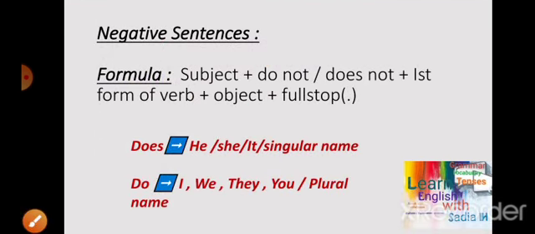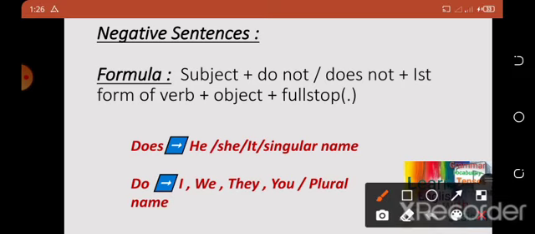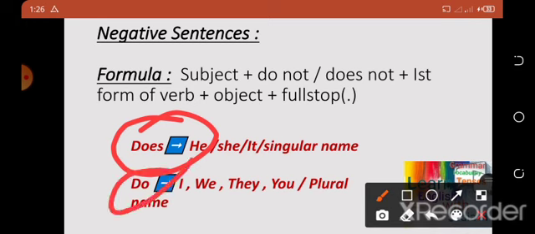Now the negative sentences. In negative sentences, the formula is subject plus do not or does not, plus first form of verb, plus object, plus full stop. The question is where we have to add does not or do not. Does not is added to subjects like he, she, it, a singular name. There you have to add does not. While do not will be added where the subject is I, we, they, you, or plural.